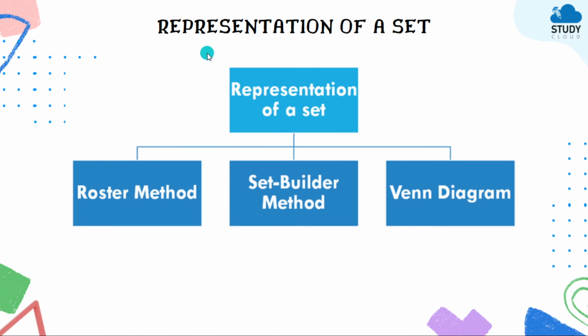Now let's see the representation of a set. Here you have three types of methods which you are going to study. One is the roster method. It is also known as the listing method. Then there is the set builder method. And the last is the Venn diagram.